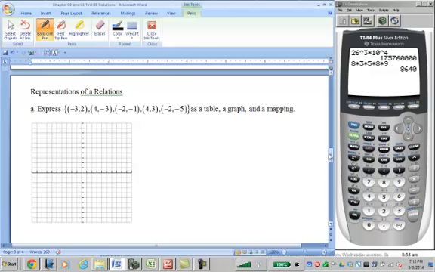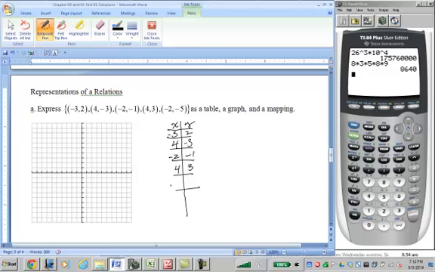-2, -1, -2, -1. 4 and 3. 1, 2, 3, 4, and 3. So here we can see we don't have a function anymore. And then -2 and -5. -2, 1, 2, 3, 4. And this also disqualifies us from being a function. So here we failed the vertical line test here and here.